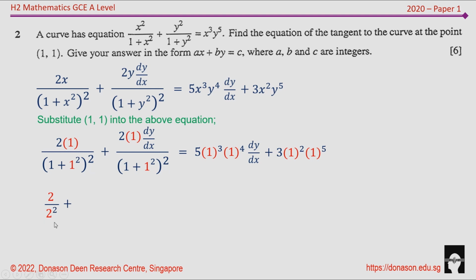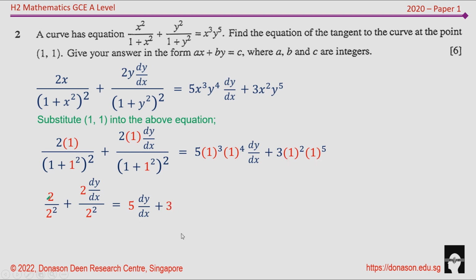But let's just write it as 2 squared first. So this part is simply 2 times 1, which is 2 times dy dx, and this is also 1 plus 1, which is 2, then you've got a 2 squared, equals 5 times 1 cubed and 1 to the power of 4, all will become 1. So it is simply going to be 5 dy dx plus 3 times 1 is of course going to become 3.